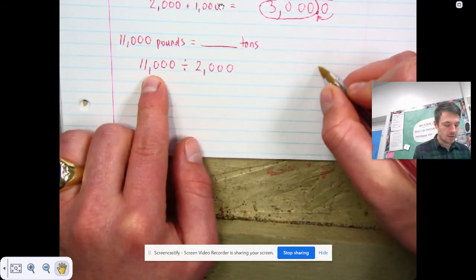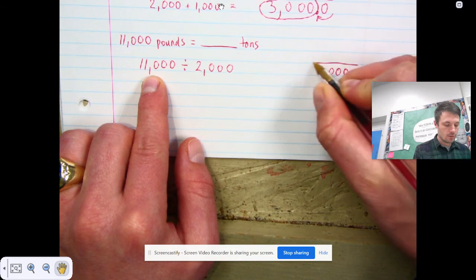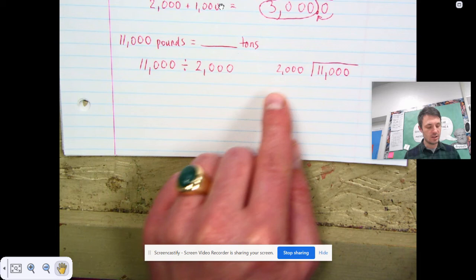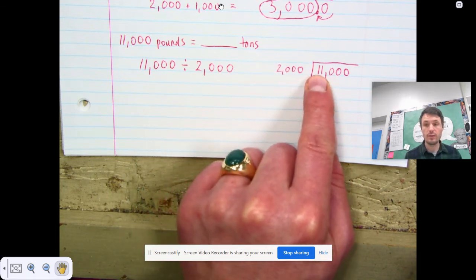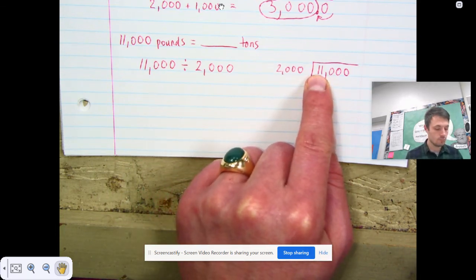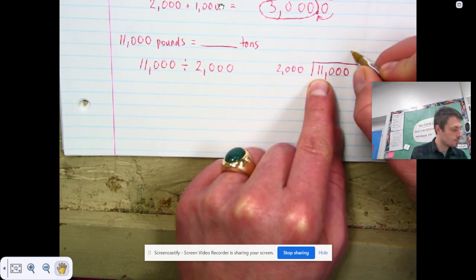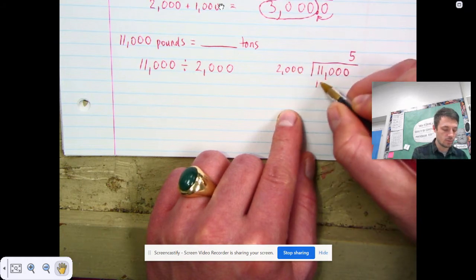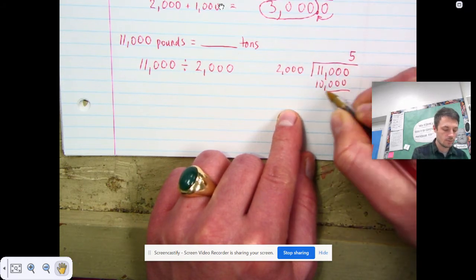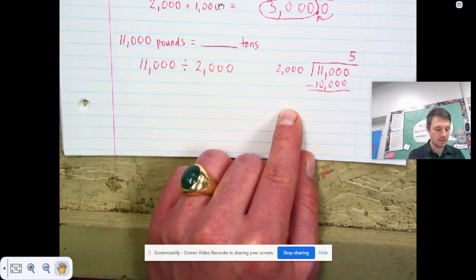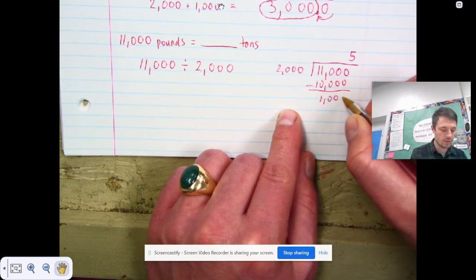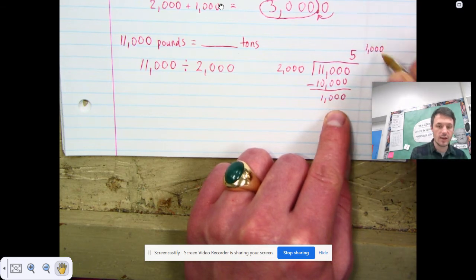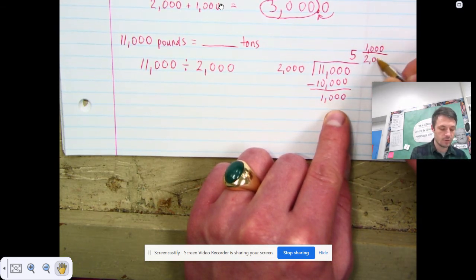So 11,000 is the dividend. 2,000 is the divisor. How many times can 2 fit into 11? Only 5 times. So 5 times 2,000 would be 10,000. And 11,000 minus 10,000 would be 1,000. So written as a fraction, this would be 5 and 1,000 over 2,000.